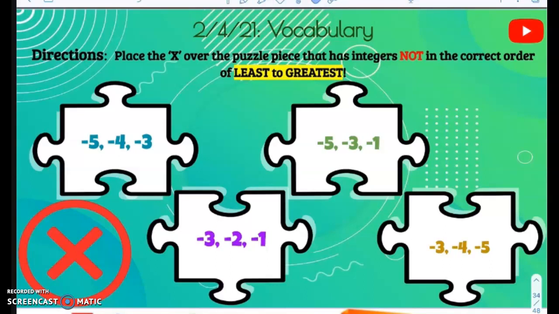All right, our vocabulary. We're going to place the X over the puzzle piece that has integers not in the correct order of least to greatest. Least to greatest, so smallest to biggest. Let's see.